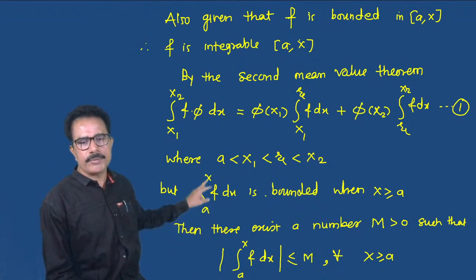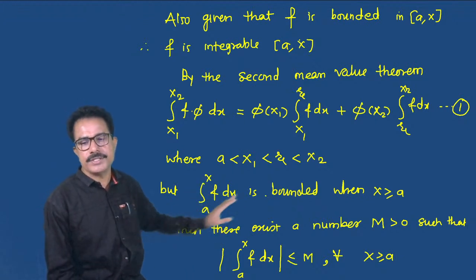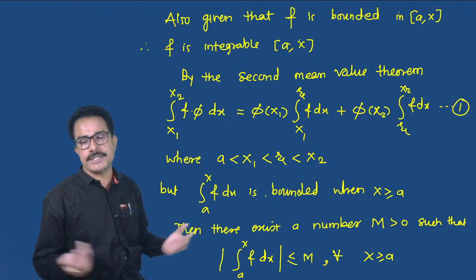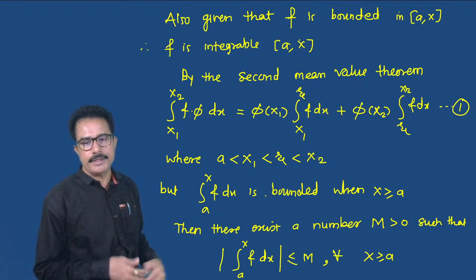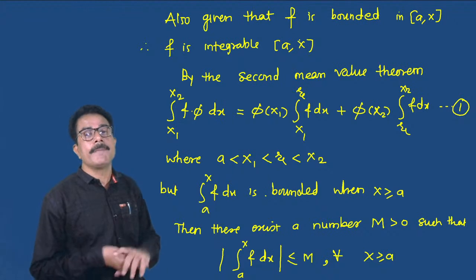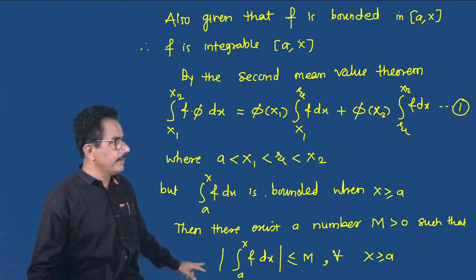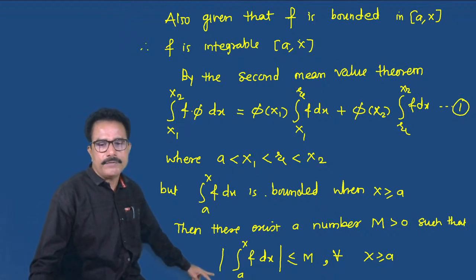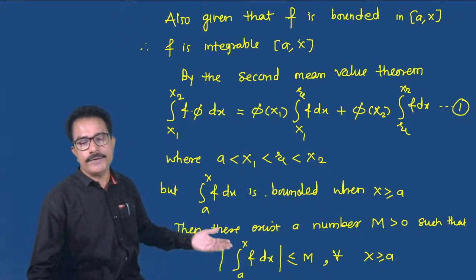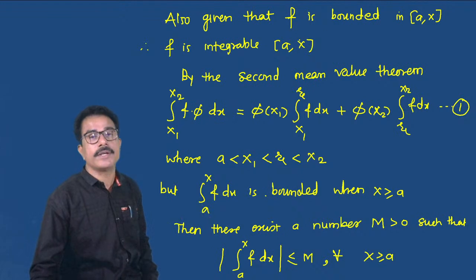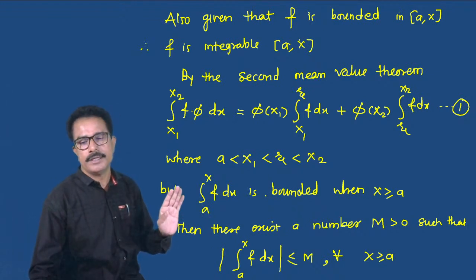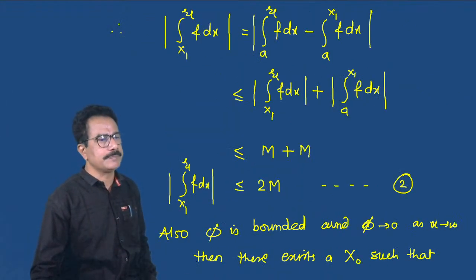Now the integral from a to x of f dx is bounded when x is greater than or equal to a. Then there exists a number capital M greater than 0 such that the modulus of the integral from a to x of f dx is less than or equal to M for every x greater than or equal to a.